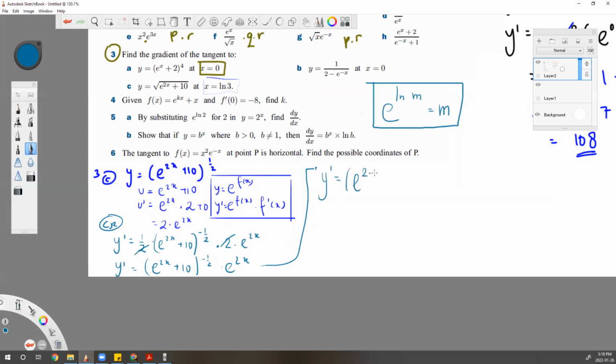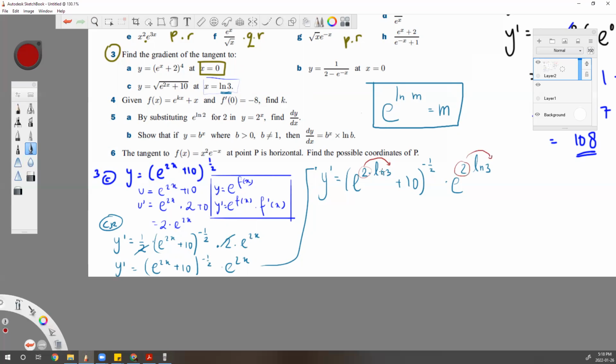e to the power of 2 times ln 3, right? Because the question is ln 3 plus 10. Or if your teacher didn't teach you this, you can just insert it into your calculator: e power 2 ln 3. Again, we don't have the 2, right? We have 2 here. This is the problem. So if we don't have the 2, you can put it on top, on the edge of the 3.